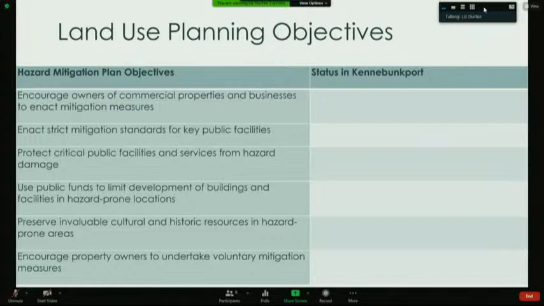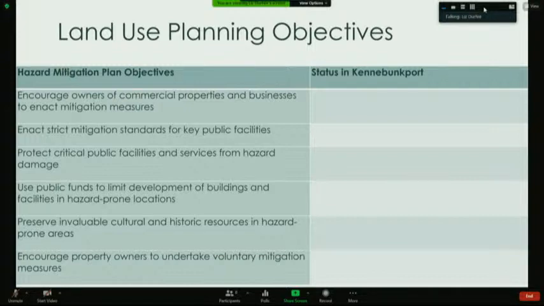Yeah, great. The next one says use public funds to limit development of buildings and facilities in hazard-prone locations. I think this could be interpreted a few ways. You could argue that using public funds to develop ordinances is one way to limit development of buildings and facilities in hazard-prone locations. It's not specifically talking about public buildings and facilities, but I'm not sure if you have a recollection of any recent grant funds that were used for developing public facilities or buildings.